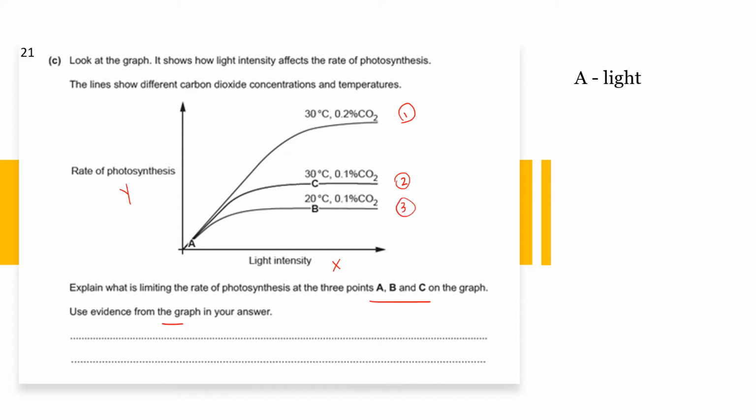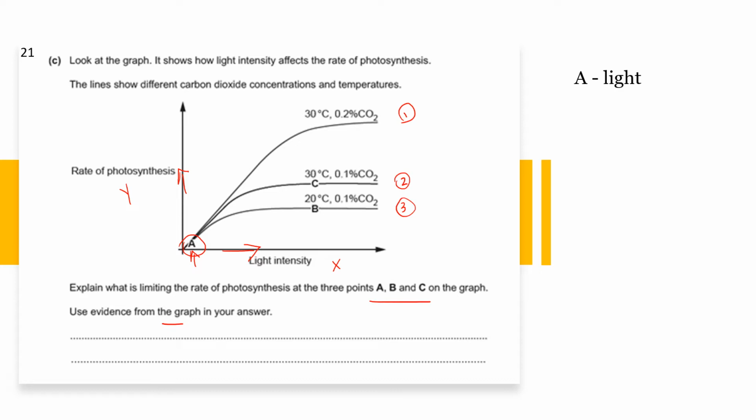Now we will look into what could be the limiting factor at point A. So when we compare all three graphs, when light intensity increases, the rate of photosynthesis also increases. At point A, the light intensity is the lowest. Therefore, the limiting factor at point A is light.